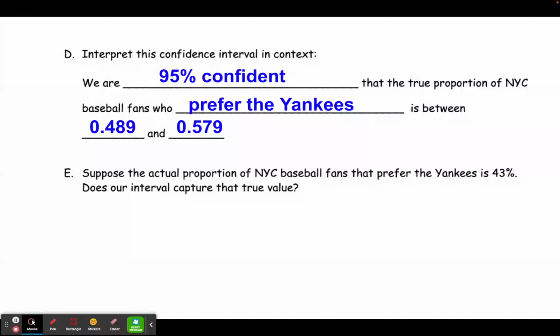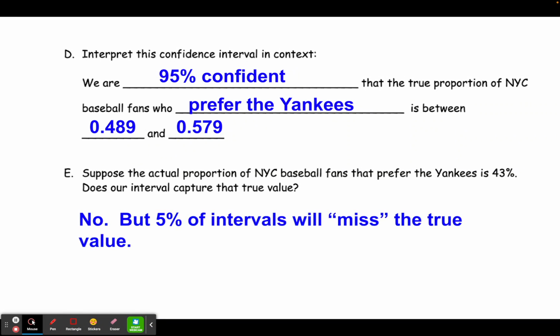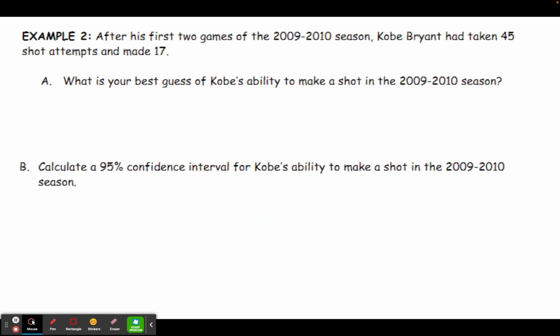Now, part E says, suppose the actual proportion of New York City baseball fans that prefer the Yankees is only 43%. Does our interval capture that true value? Well, our interval goes from 48.9% to 57.9%, and 43% is outside of that interval. So here we would have to say no. But we know that if we're only being 95% confident, 5% of our intervals will miss the true value, which this one actually happened to do. So maybe the sample that we got that day was just a little bit on the high side, which caused our interval to be off by just a little bit. But again, remember, 95% of your intervals should capture the value. You're always going to get a couple here and there that don't. In fact, it's going to be about 5% of the time.